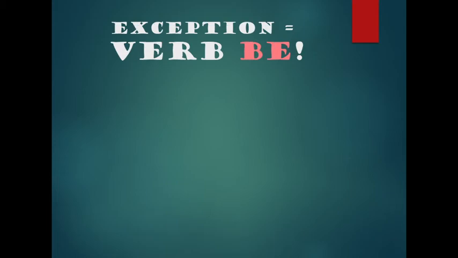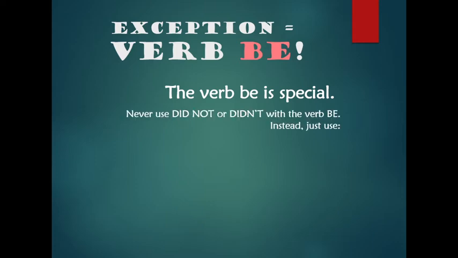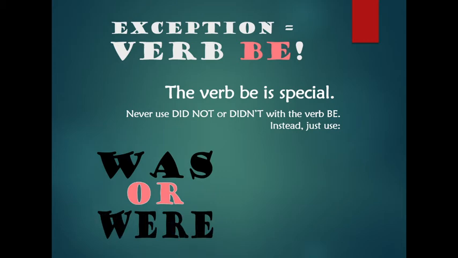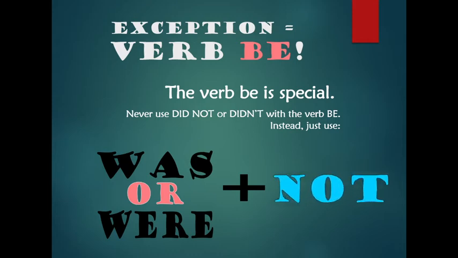We have exception here. The exception is verb to be. This verb is special. Never use did not or didn't with the verb be. Instead, just use was or were plus not, simply. Okay? So wasn't or weren't.